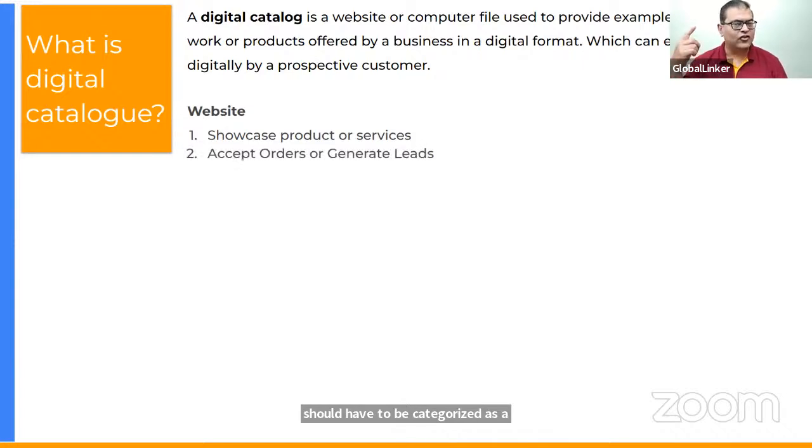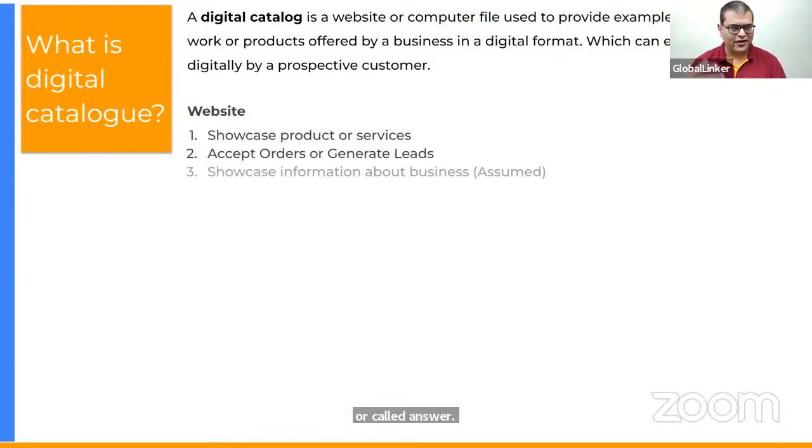The second is it can accept orders or generate inquiries for you, right? So if tomorrow a prospective buyer comes, they should be able to send you an inquiry, or if you are into online shopping, then they should be able to place an order. So that is the second capability or the second power that a digital catalog should have to be called a digital catalog, right? So any website that has these two powers.